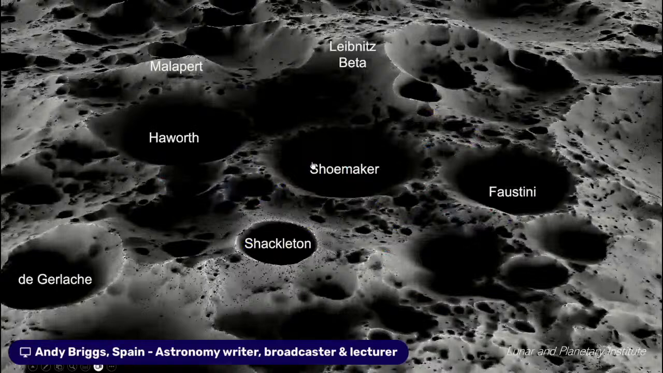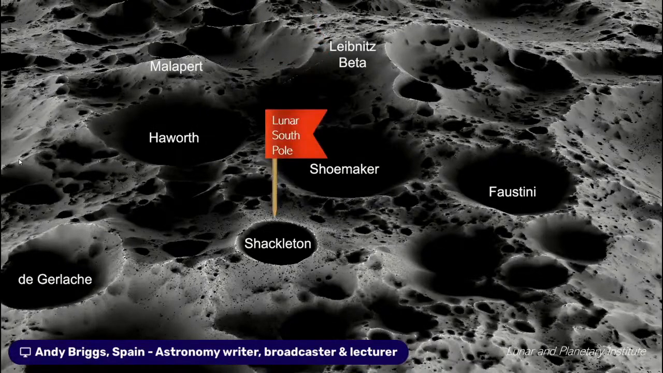Now, the actual lunar South Pole is in a very not obvious position. This is looking at the area of the lunar South Pole, and the pole is exactly here on the rim of a crater called Shackleton, named after Ernest Shackleton, of course, the famous British explorer. The Shackleton crater is 21 kilometers wide by 4.7 kilometers deep.